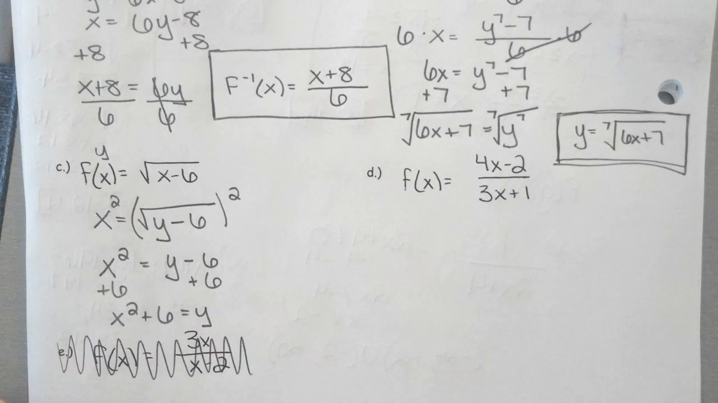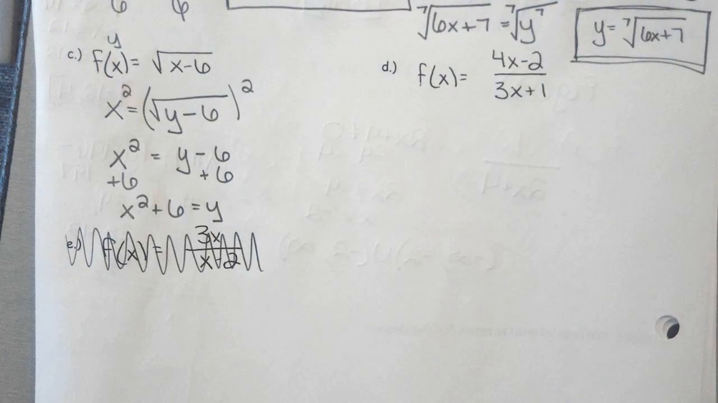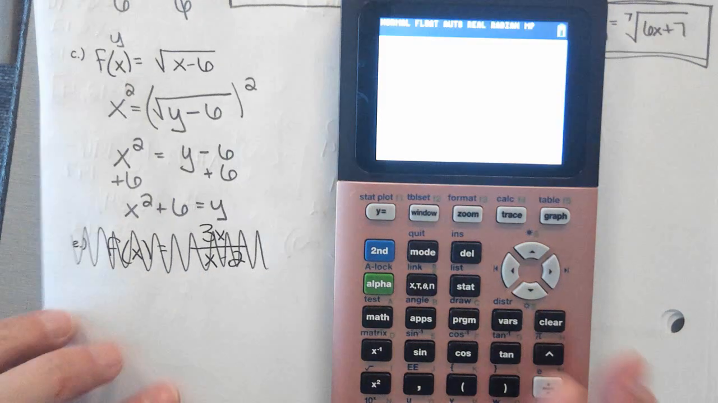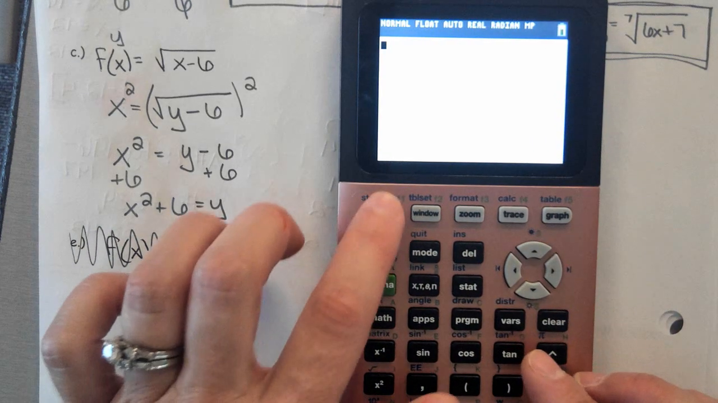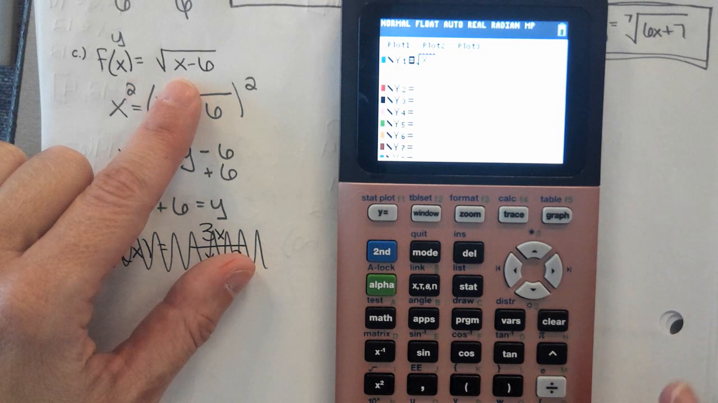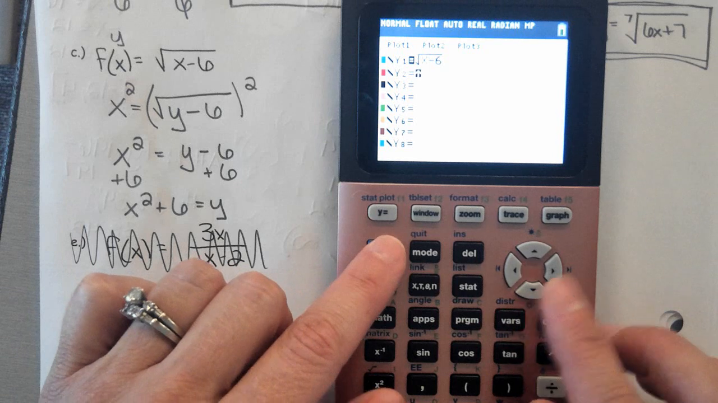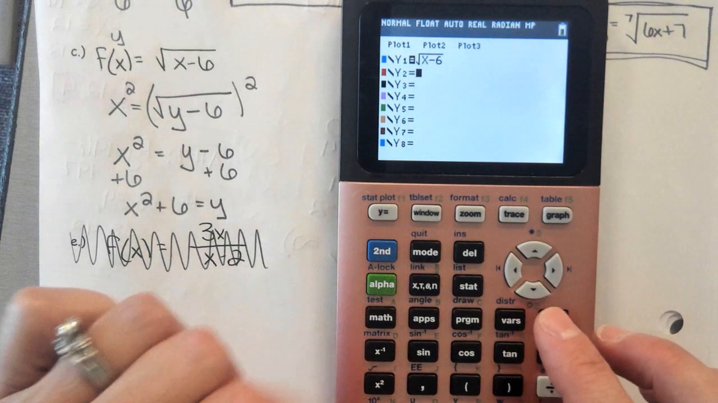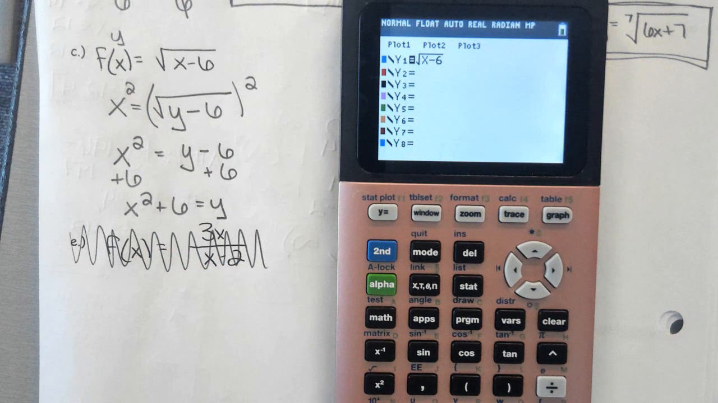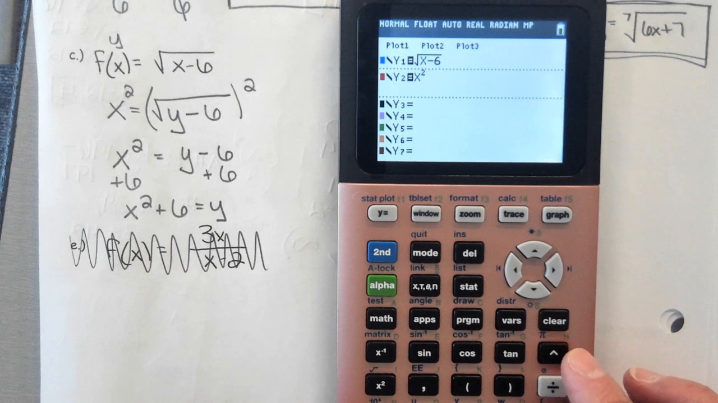Okay, so let's take a look at this one really quick if I were to graph it. So I'm going to graph both equations. I'm going to go to y equals, and I'm going to graph the square root of x minus 6. And then, hold on, I'm going to turn down the brightness real quick. I'll tell you how to turn it back up in a second if you want it super bright again.